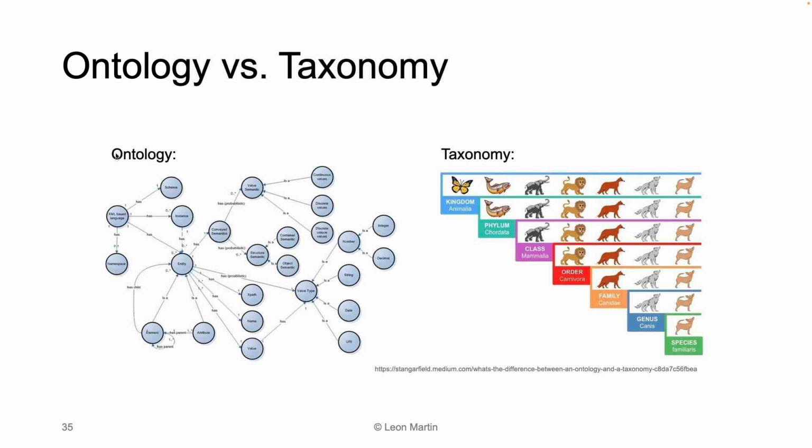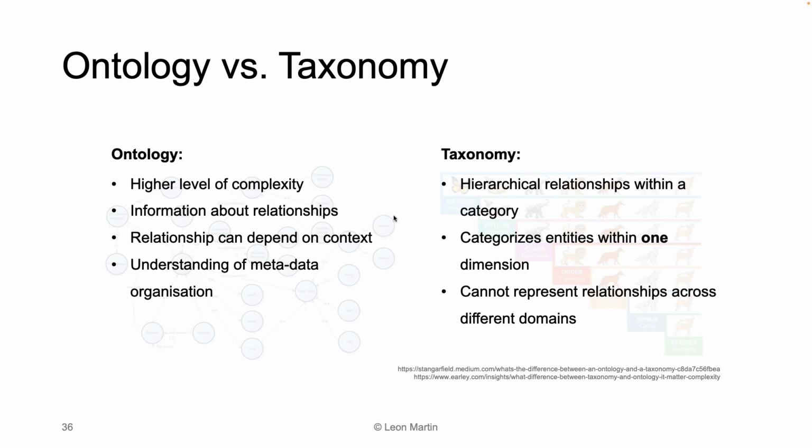And maybe now it's clear to you what the difference between ontology and taxonomy is. We have a higher level of complexity, information about the relationships and not only about the hierarchy. And the relationship can also depend on the context. And it's a way of understanding metadata and organization. The taxonomy, on the other hand, is just a hierarchical relationship within a category. And it has only one dimension. And yeah, it cannot represent the relationships across different domains.